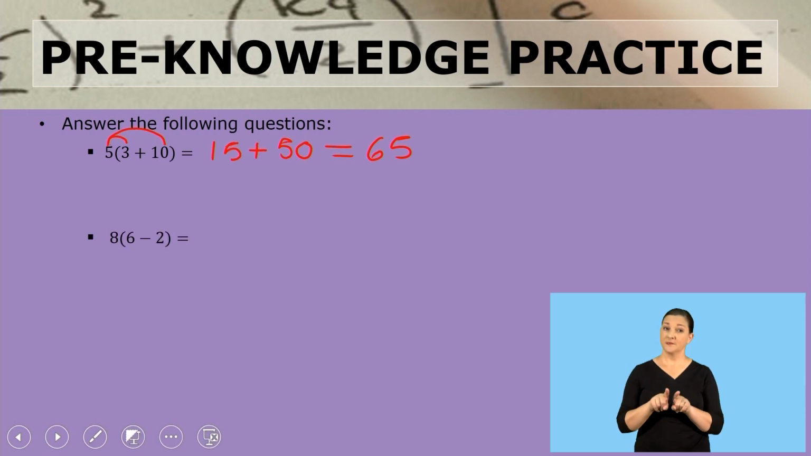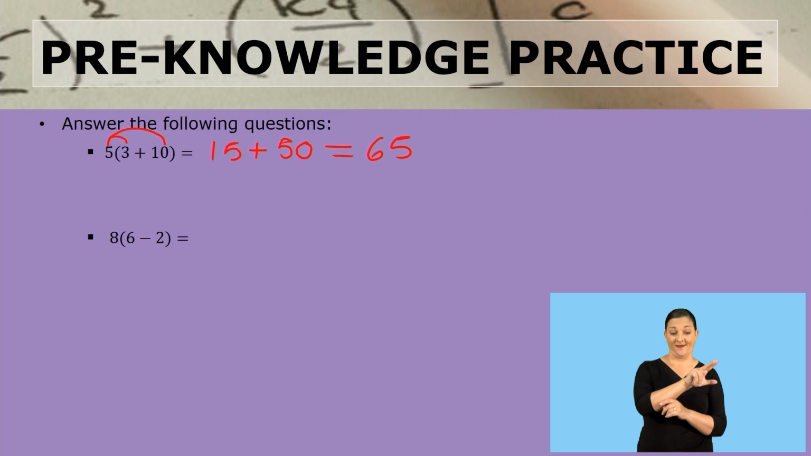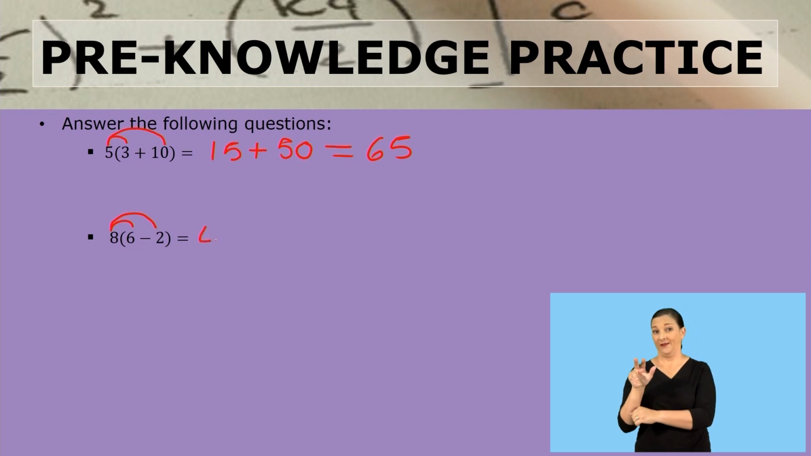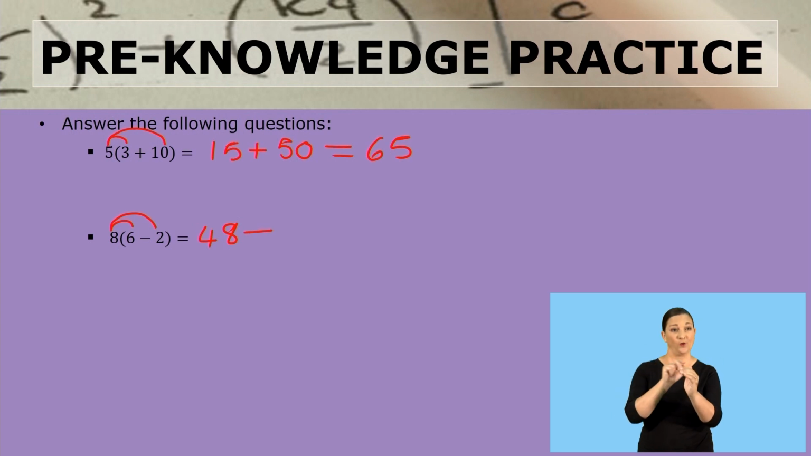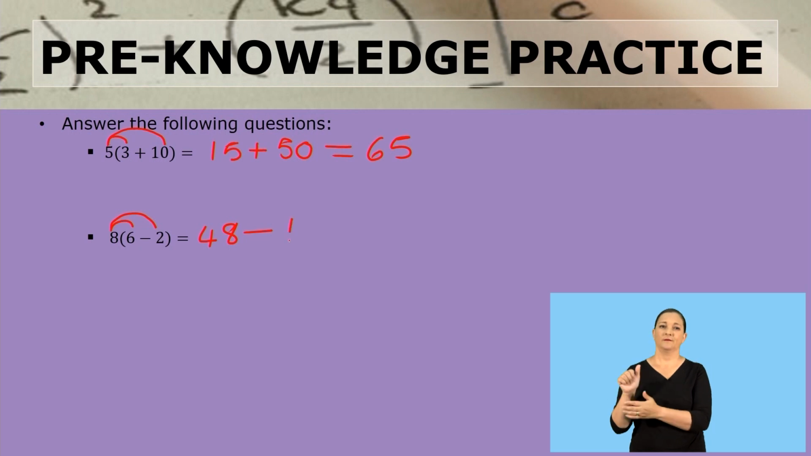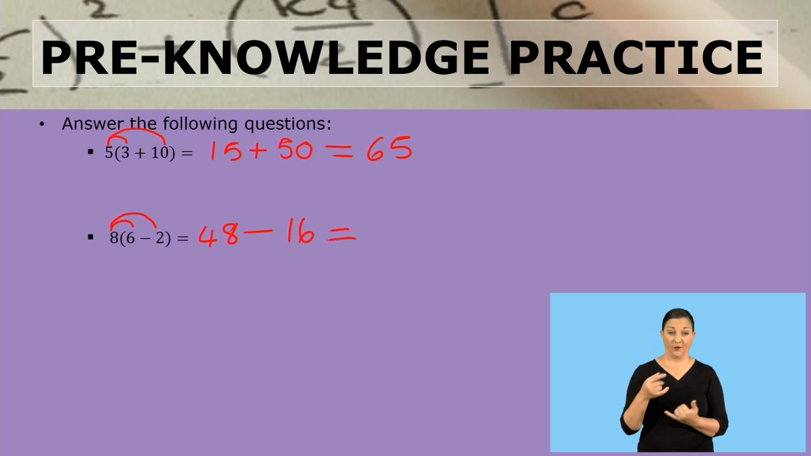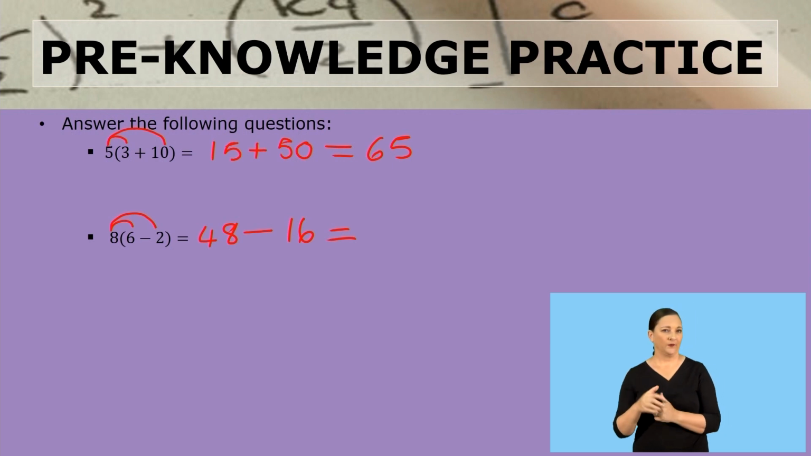The same if I have 8 multiplied by open bracket 6 minus 2. I can distribute those numbers there. So 8 multiplied by 6 is 48, and I'm going to subtract 8 multiplied by 2. And 8 multiplied by 2 is 16. If I say now 48 minus 16, the answer will be 32.